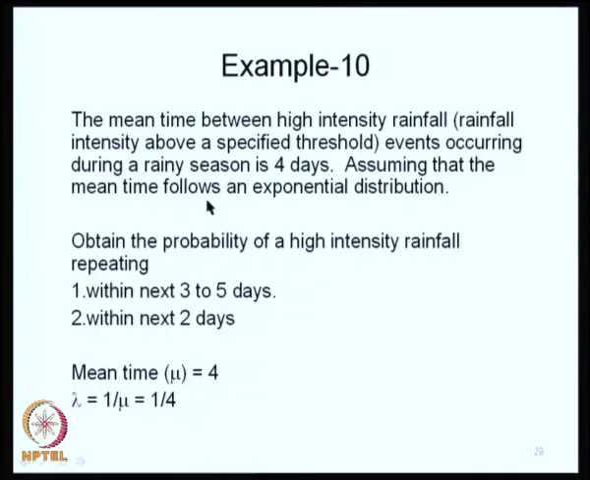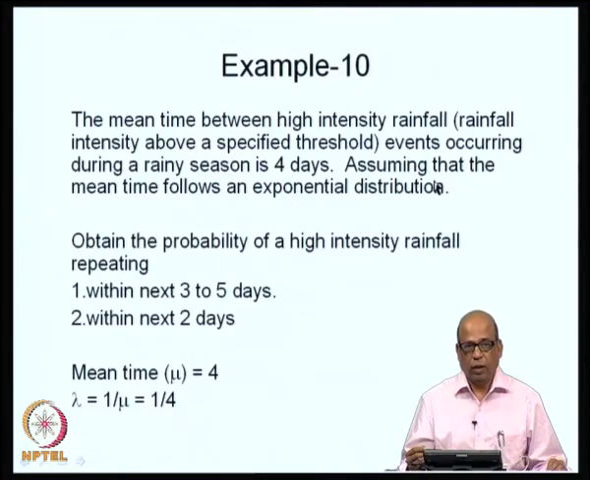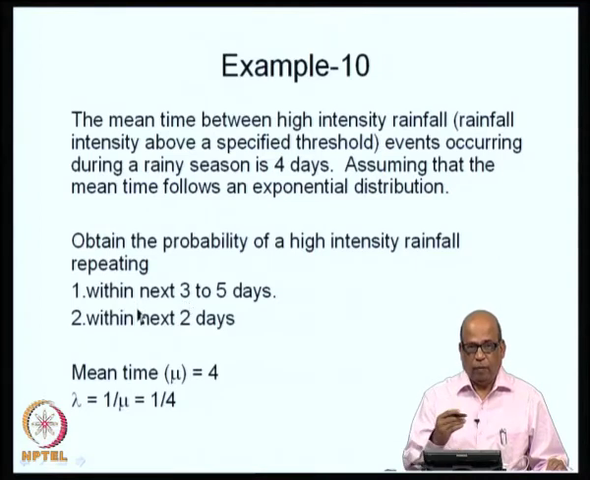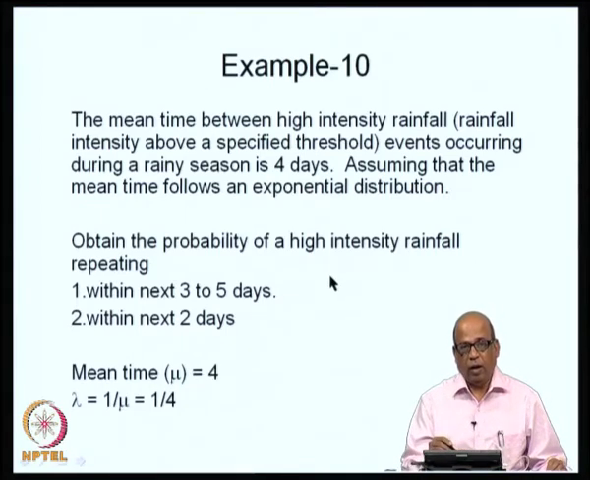So, the mean of such an event occurring in this particular case is given to be 4 days and it follows the exponential distribution. Then we are interested in getting, once the event has occurred already, what is the probability that it will again repeat within the next 3 to 5 days or within the next 2 days. So, we are interested in getting the probability that x lies between 3 to 5 days, where x is the time between one event and the next, and within the next 2 days.